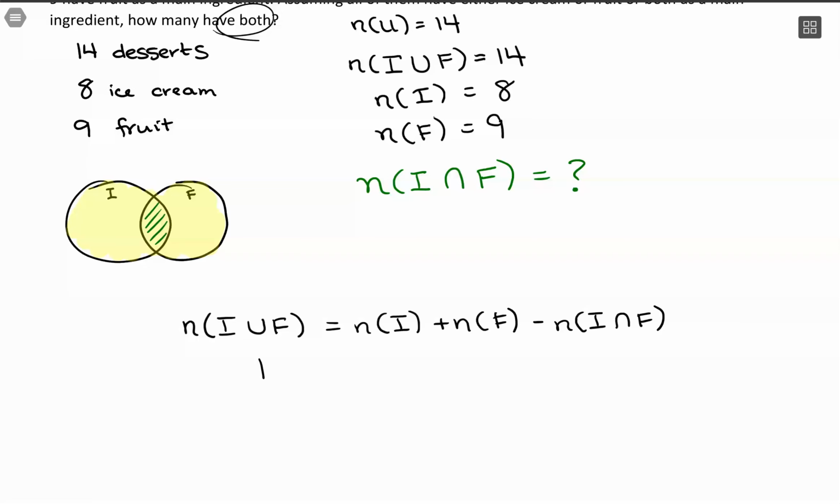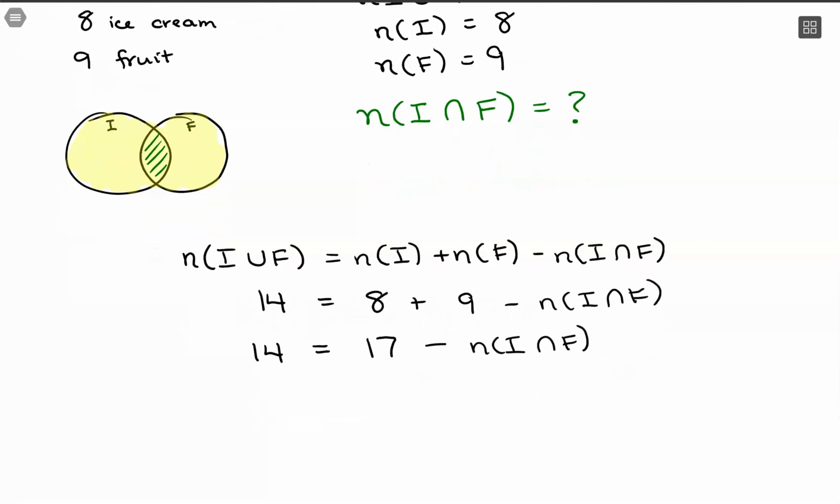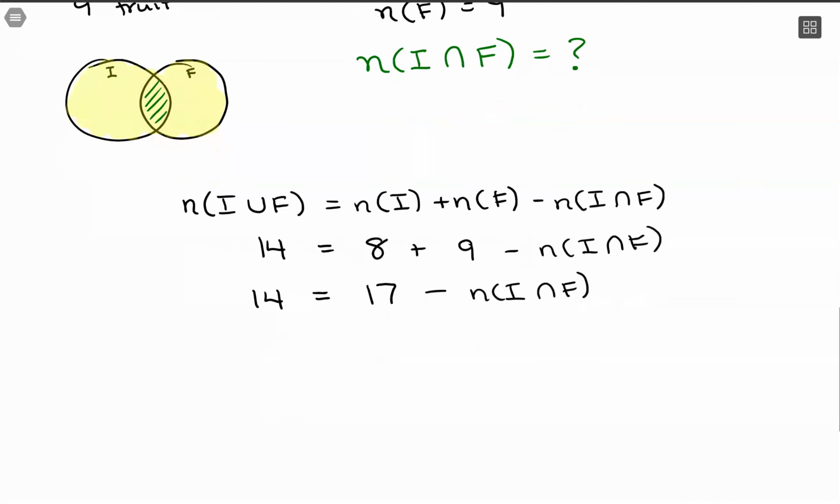So what I'd have here is there's 14, there's 8, there's 9, minus what we don't know. In this way, we can see exactly what I was saying in words at the beginning, that there are too many desserts if we just add those up. And you can even find this without the formula, just some thinking can get you to the same answer, but just for the mathematical proof of it, I can subtract 17 from both sides, which will give me a -3.